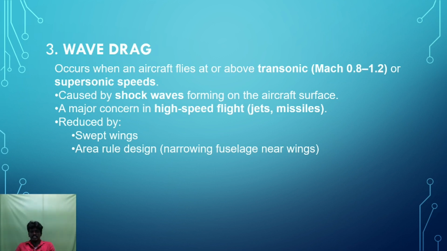Then the third drag is wave drag. Wave drag occurs when an aircraft flies at transonic speeds, which means 0.8 to 1.2 Mach number, or supersonic speeds. It is caused by shock waves forming on the aircraft surface. It is a major concern in high-speed flights, jets and missiles. It is reduced by swept wings and area rule design. Area rule design is nothing but a narrow fuselage near the wings.